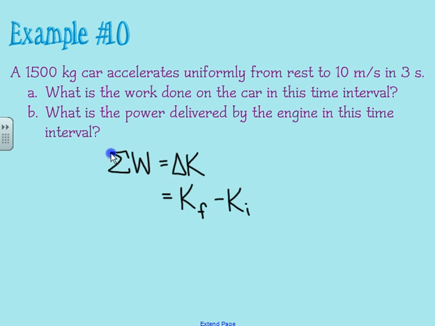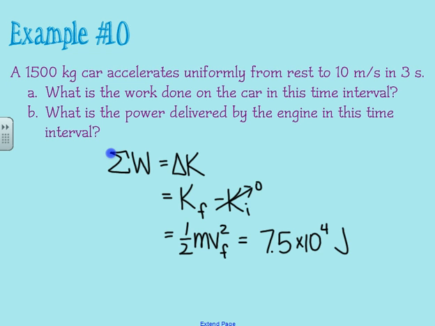It tells me we're accelerating the car from rest. That means that the initial kinetic energy is 0. Kinetic energy is 1/2 mv squared, so final kinetic energy is 1/2 m v final squared. That's 1/2 times 1500 times 10 squared. That gives me work of 7.5 times 10 to the 4th joules. That's how much work it takes to accelerate this car.